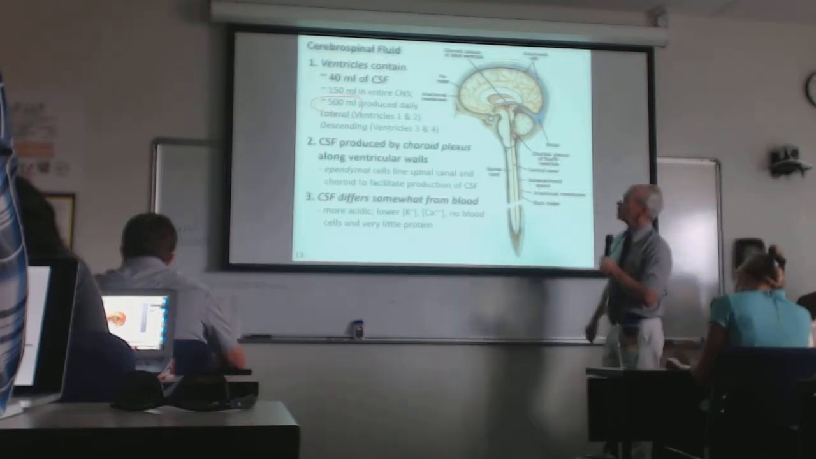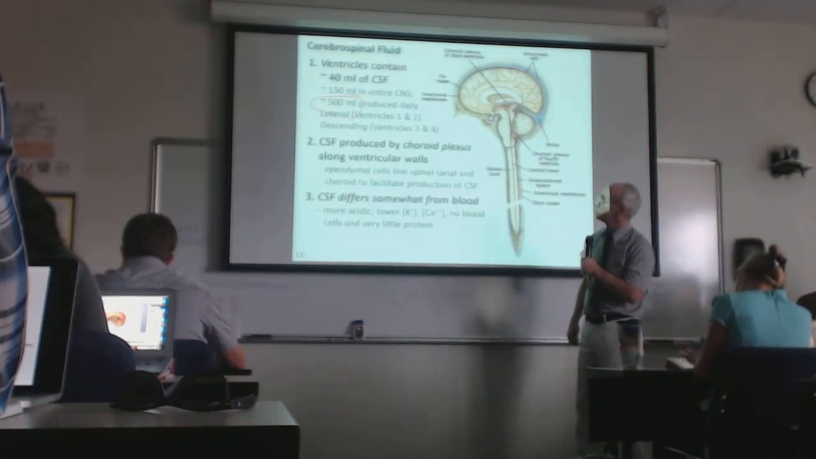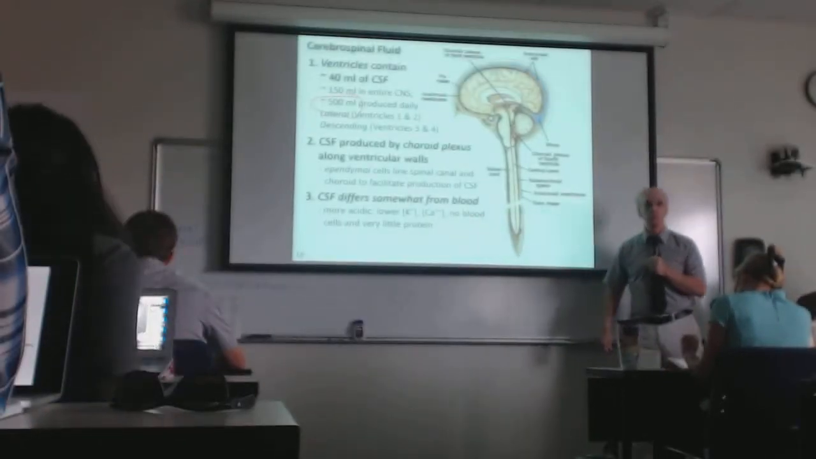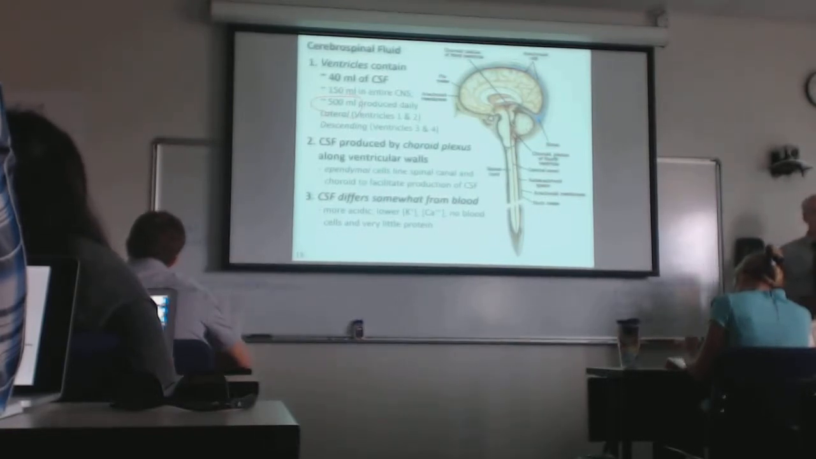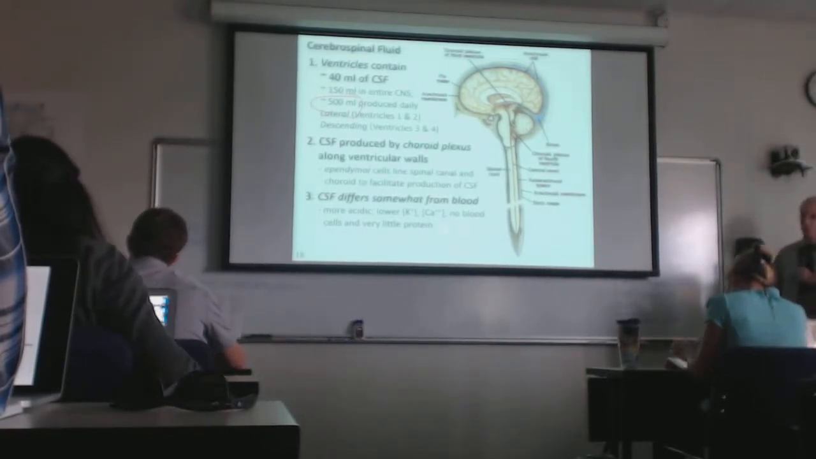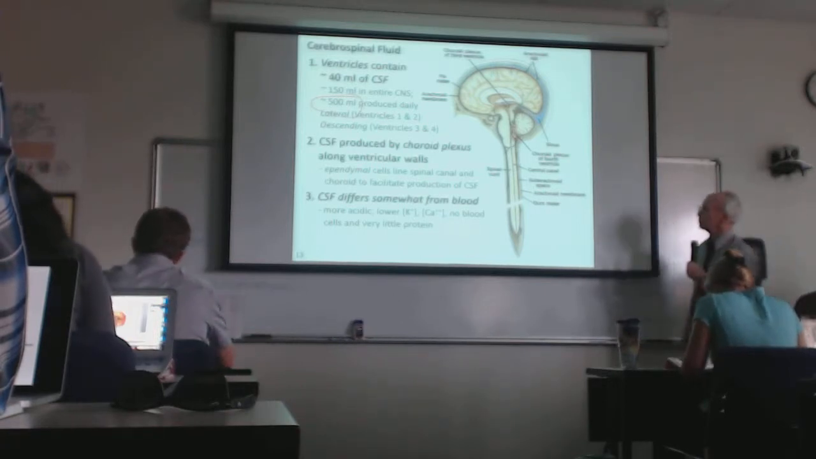So how can you reconcile these numbers? A half liter is produced, and there's less than 200 mils in the entire system. What must be going on? Yes, very rapid generation and reabsorption. This fluid is turning over at a fairly high rate.